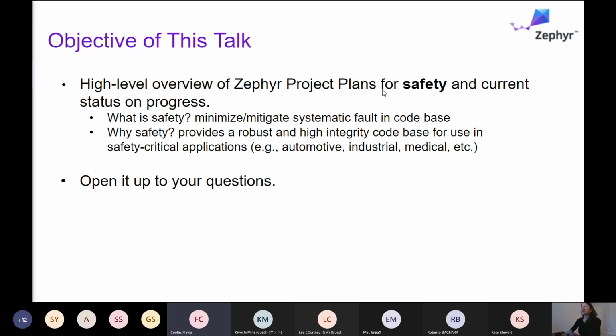Perfect. Thanks, Flavio. So for those of you that might be completely new to safety, just super high level. Safety is about minimizing or mitigating systematic fault in your code base. And why would you want to do this? Because the idea is that in the end, it will provide you a high integrity, robust, low fault code base that can be used in safety critical applications. You know, there's a wide range of safety critical applications. We can think about robotics, self-driving cars, and lots of applications in the medical field.